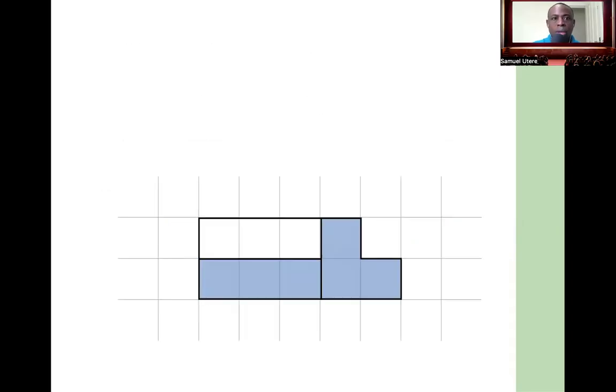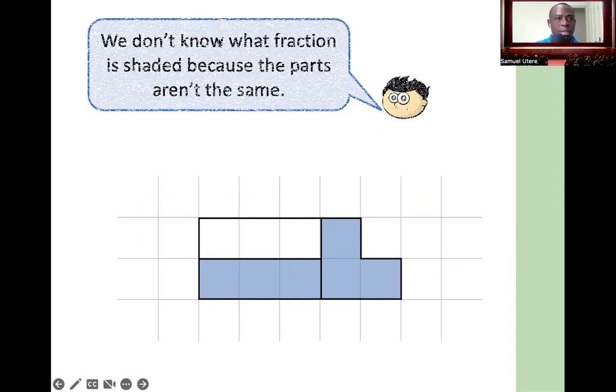What about this? Let's move this out of the way so that I can see what I'm doing.